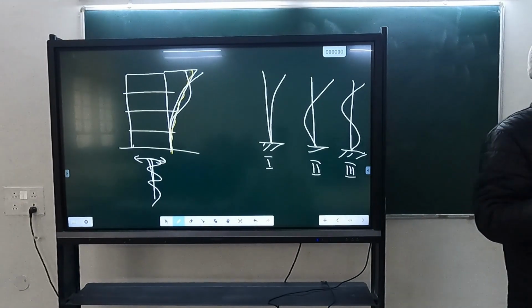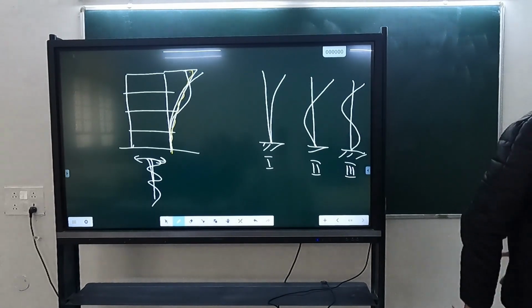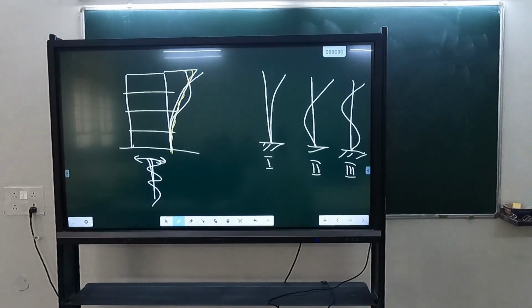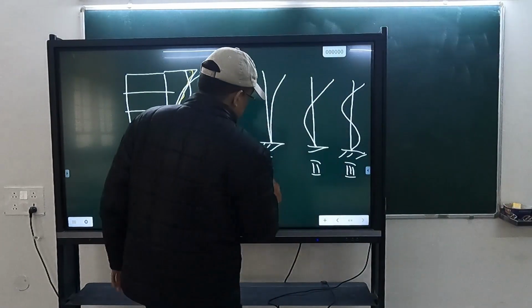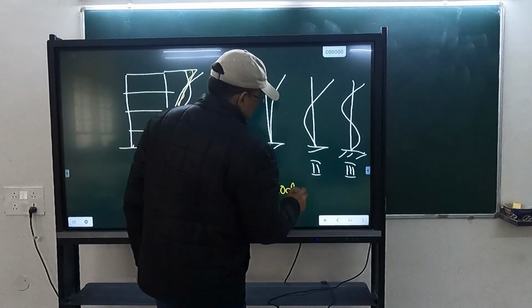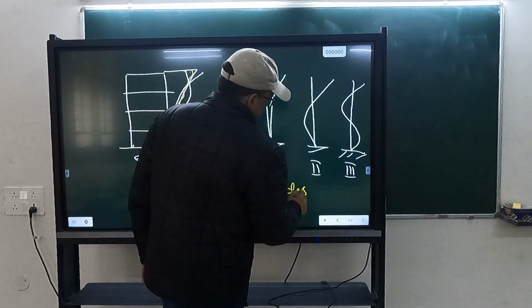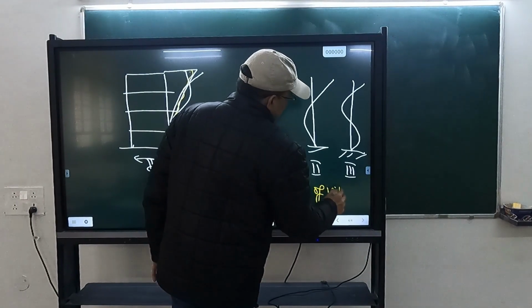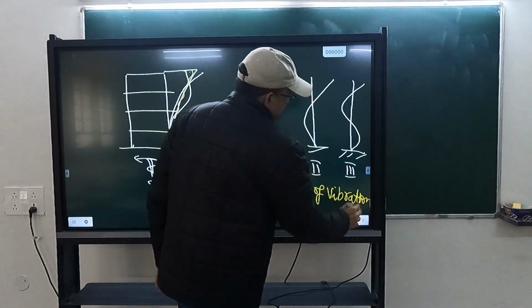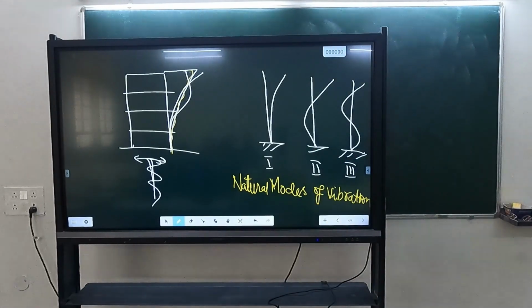Now this is about the shape. What will be the period at which it will be vibrating? Or before that, when we say natural mode of vibration, what do they mean? What is the natural mode of vibration of the building? When we say that the building is vibrating in a natural mode, each point will be at the same time period for that one mode.